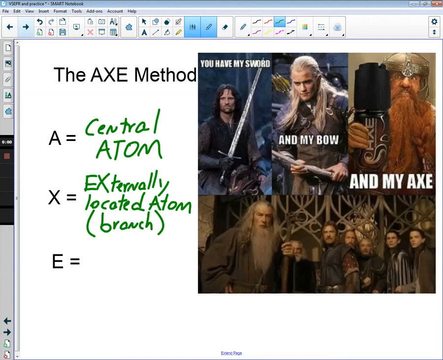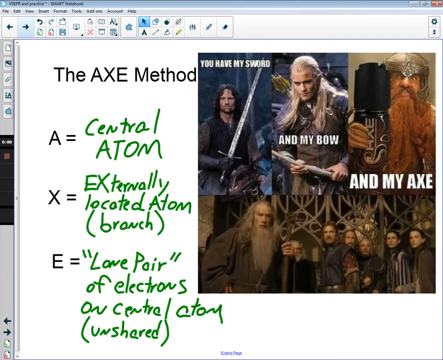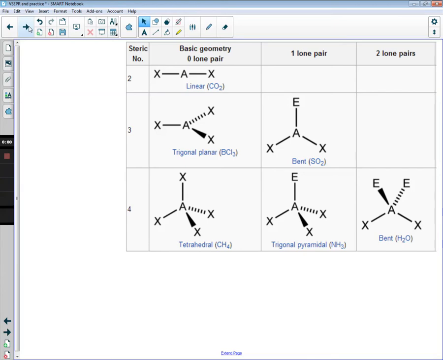It's what's called a lone pair of electrons on that central atom. And these would be electrons that are unshared, meaning they're not involved in any kind of covalent bond. I'm going to look at several examples so you kind of see what it is we're talking about. So here again is a copy of the thing you're holding in your hand.